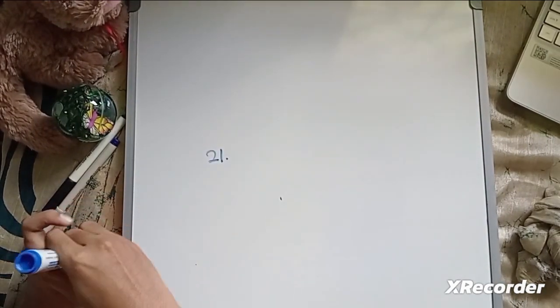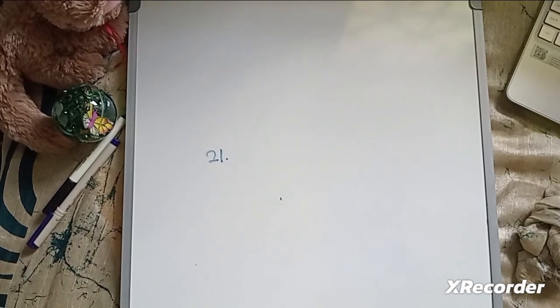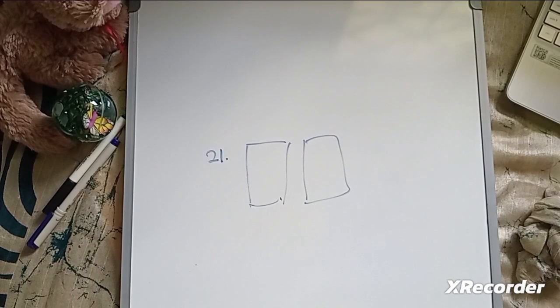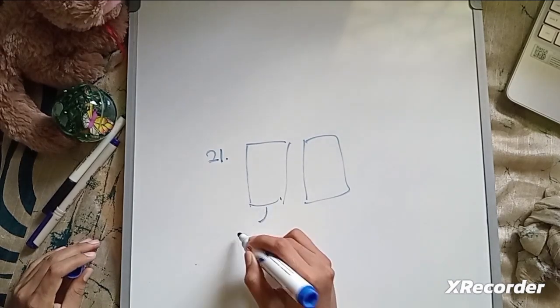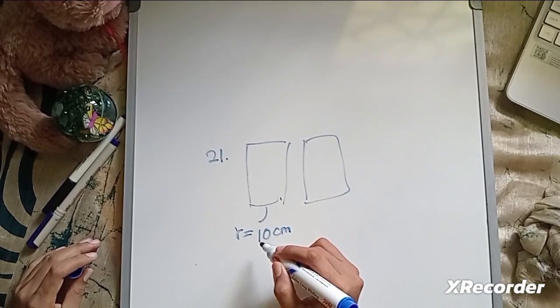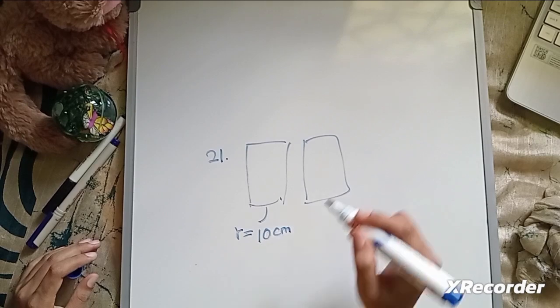The question number 21, they have given that the heights of two right circular cylinders are equal. The base radius of the smaller of these cylinders is 10 centimeters. The volume of the larger cylinder is 4 times the volume of the smaller cylinder.